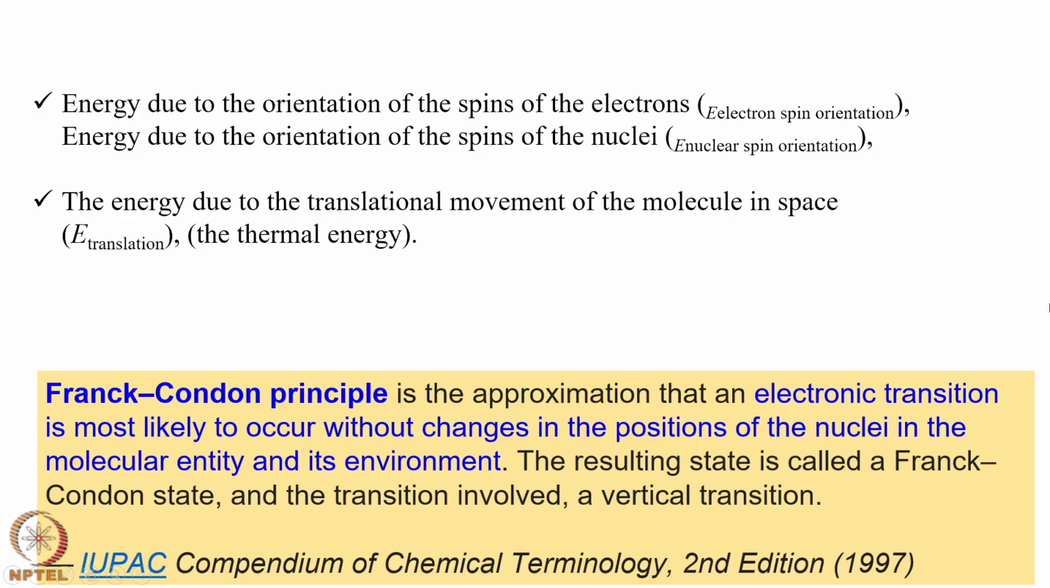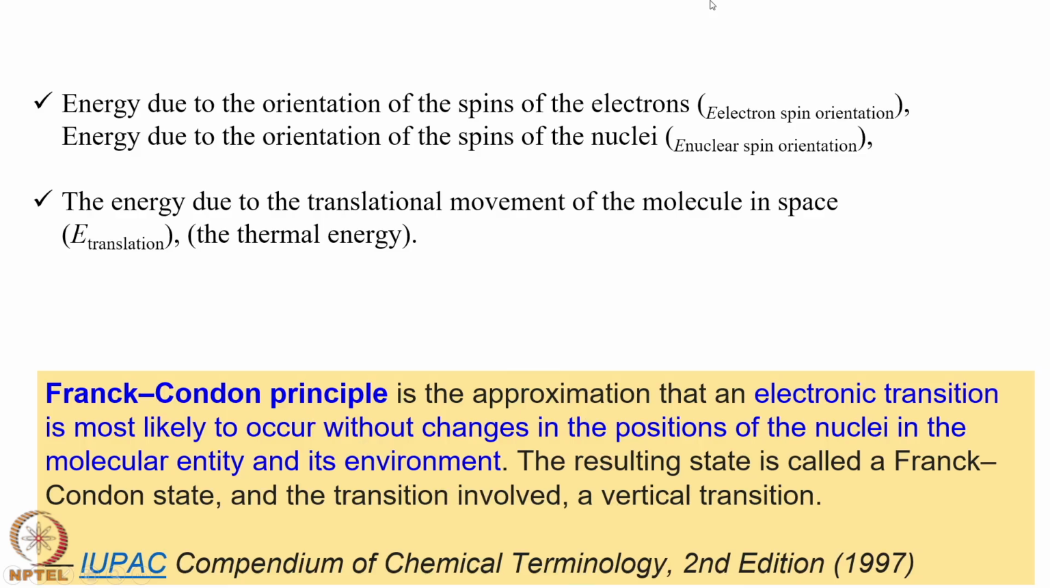So, we are going to discuss in detail a little later what I was saying: the electron is not affected by what the nucleus is doing, and the nucleus is not affected by what the electron is doing. That is given in a concept called the Franck-Condon principle, which is an approximation that an electronic transition most likely occurs without change in the position of the nucleus in the molecular entity and environment. When the electron transition happens, there will be no effect on the movement of the nucleus. This is called the Franck-Condon principle, and the transition involved is therefore vertical.